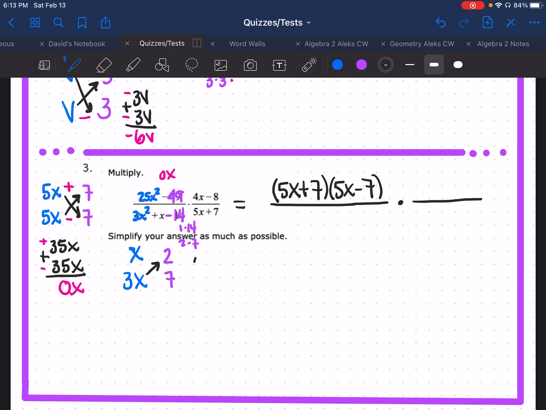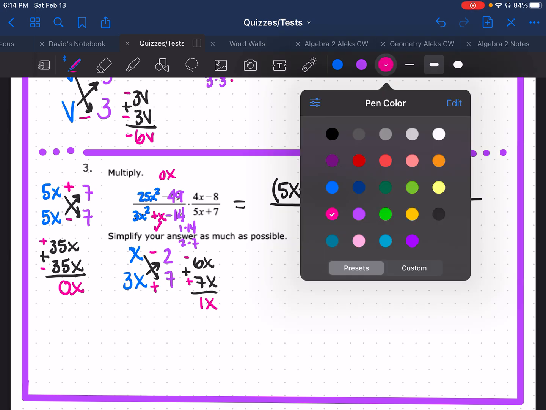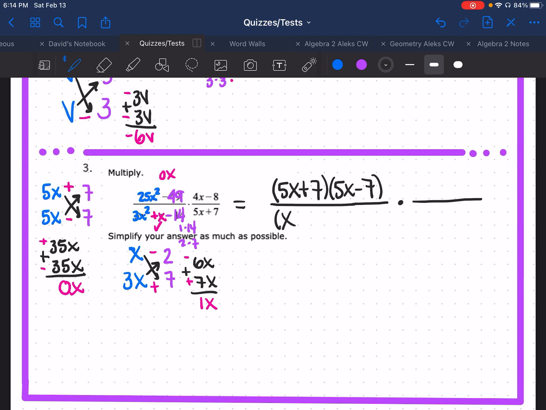3 times 2 is 6x, and x times 7 is 7x. Can I make that 1x? I sure can. That would be 1x positive if this is minus and this is plus. There we go. I got my 1x. Perfect. Yay. I was a little nervous. There's my two factors.